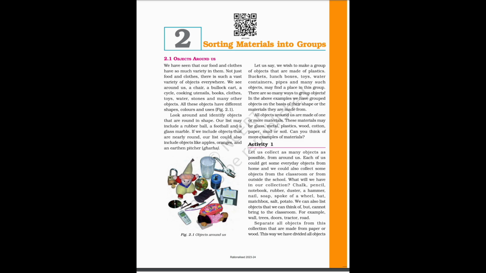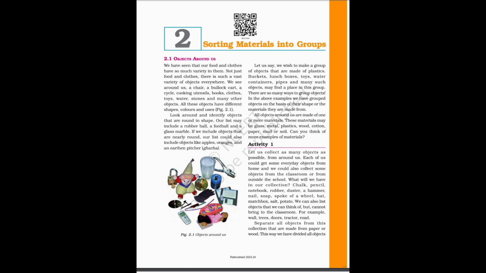Not just food and clothes, there is such a vast variety of objects everywhere. We see around us a chair, a bullock cart, a cycle, cooking utensils, books, clothes, toys, water, stones, and many other objects. All these objects have different shapes, colors, and uses.